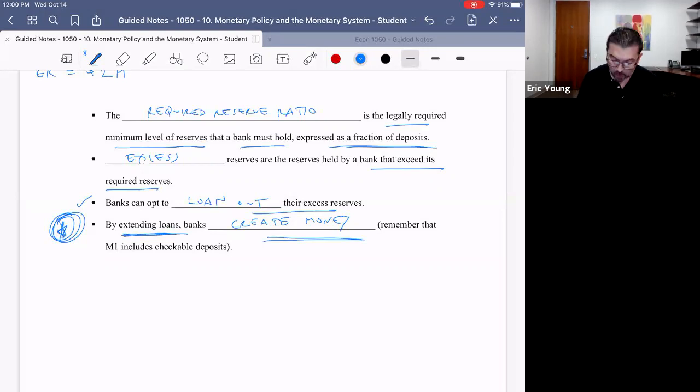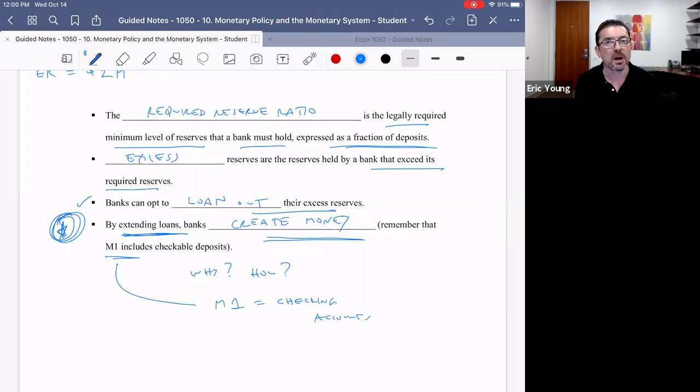To understand why, or maybe how, you have to remember that M1 is one of the measures of the money supply, and that M1 includes checking accounts. The balances in people's checking accounts are a part of M1. M1 is a measure of the money supply. Therefore, the amount of money held in checking accounts is a portion of the money supply.